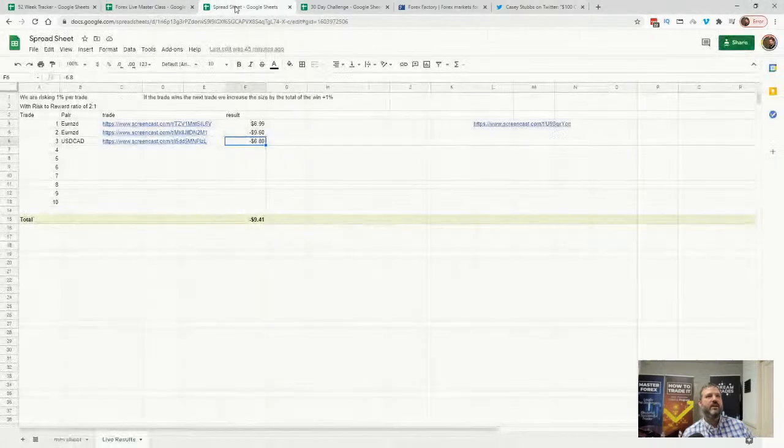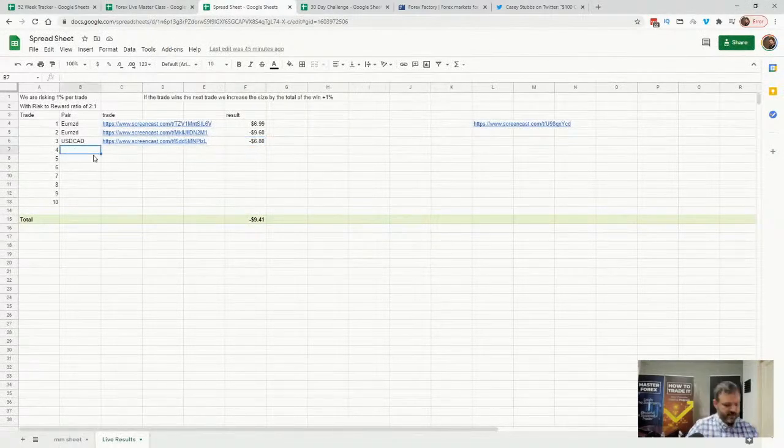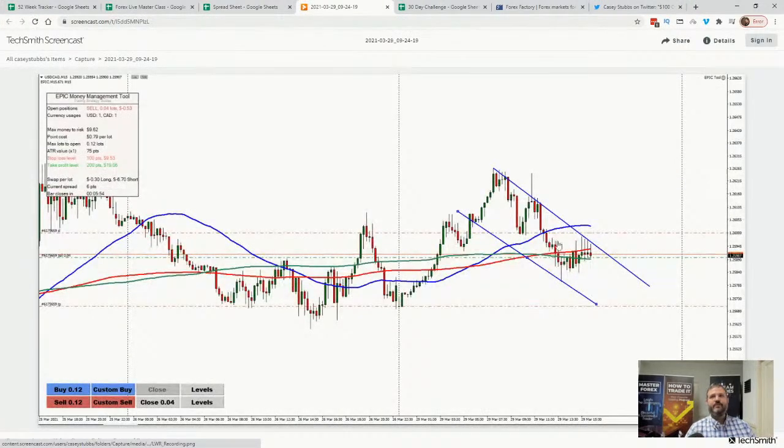So we're going to go to the spreadsheet, which I have right here. So now I have gold and another USD CAD. USD CAD got me last time. Let's hope it doesn't get me this time. What kind of trade did I take on the USD CAD? We can review it. It was a very similar situation. Look at what I did.